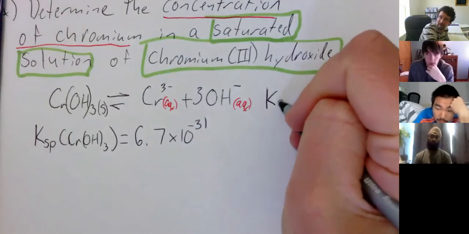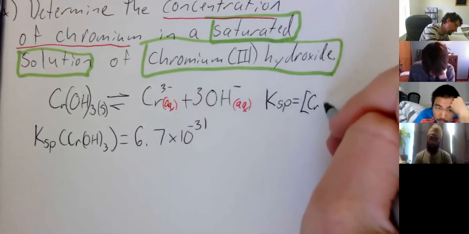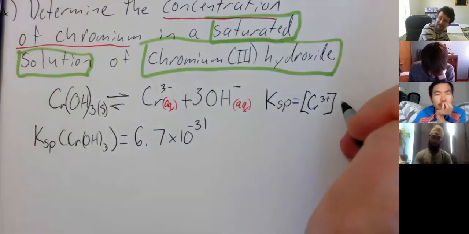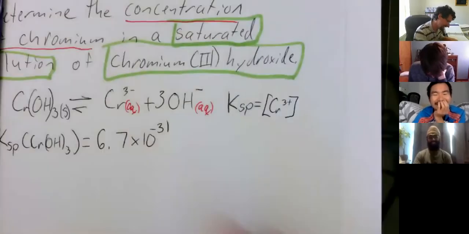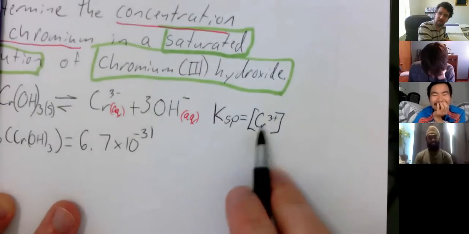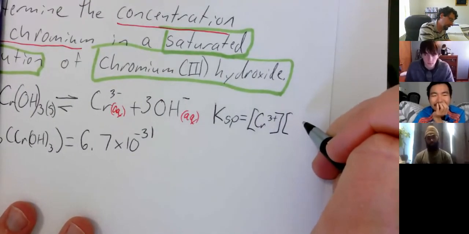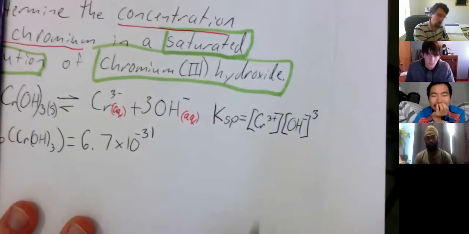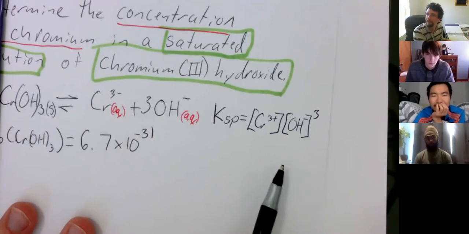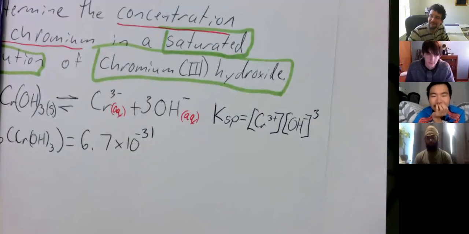Like a concentration of chromium times... So we got the concentration of Cr3+. What else do we need for our KSP expression? Hydroxide cubed. Yep. All over what? Nothing. Because the chromium hydroxide is a solid.